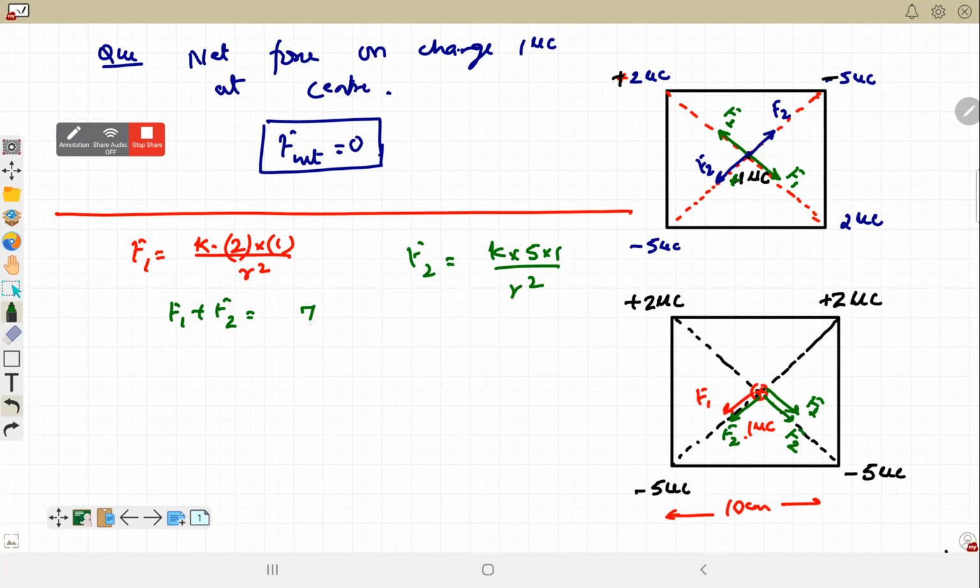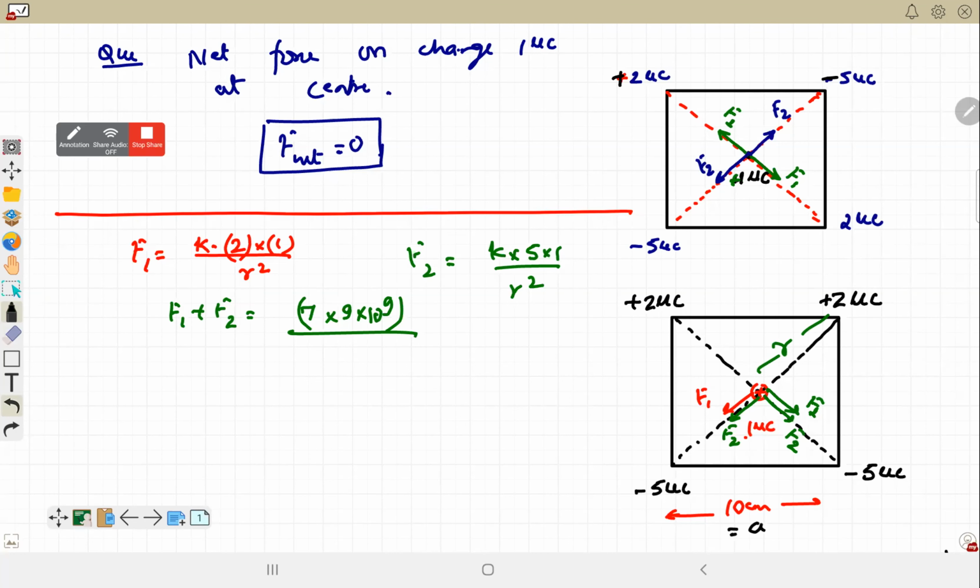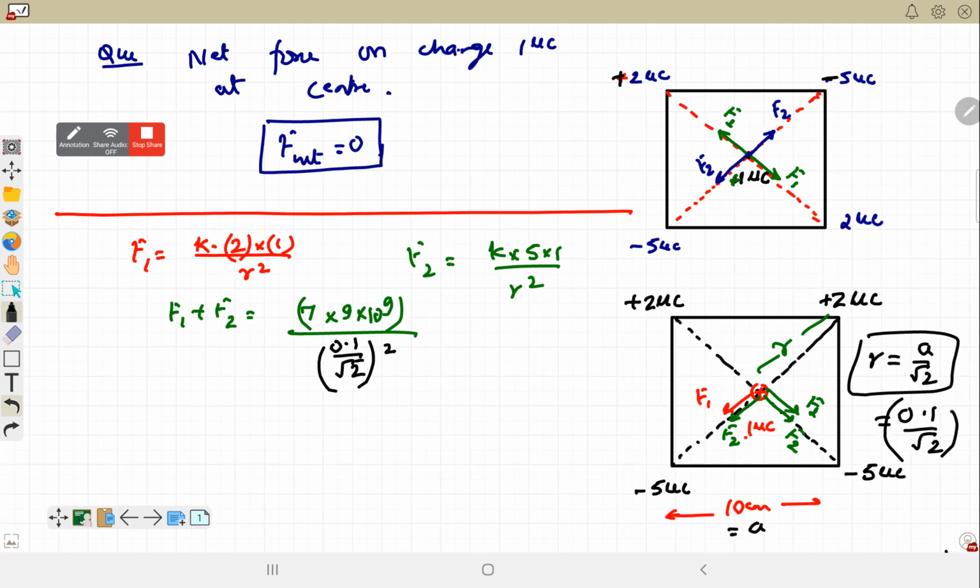F1 plus F2 is 7. K is 9 into 10 to the power 9 if you have to calculate that. And R is 1 by root 2. R is half of the length of the diagonal. If the side length of a square is a, then half of the length of the diagonal is a by root 2. So that will become 0.1 by root 2 divided by 0.1 by root 2 whole square. 7 into 9 into 2 into 10 to the power how much? 9, and this is minus 2, 11.